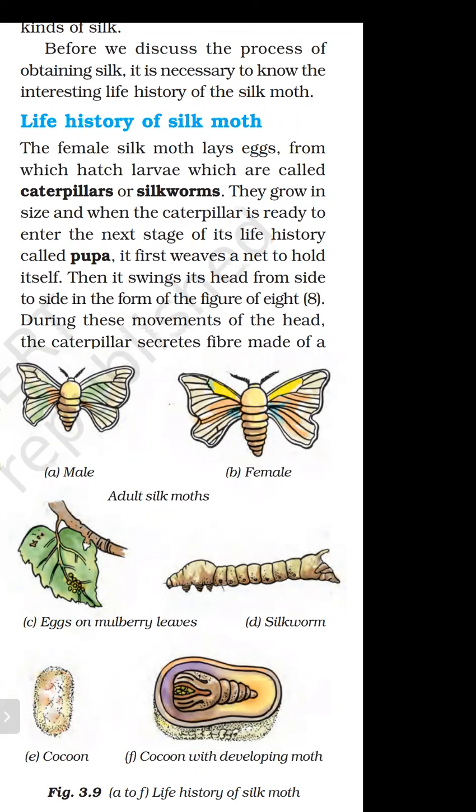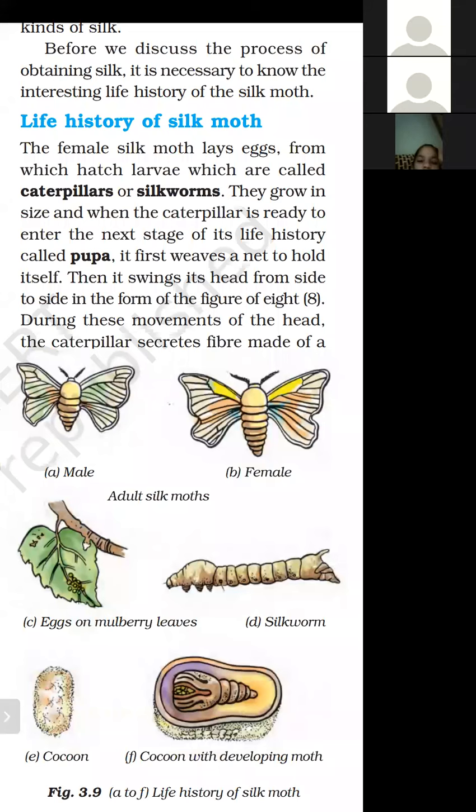The female silk moth lays eggs, from which larvae hatch, which are called caterpillars or silkworms. First the female silk moth lays eggs, and from those eggs larvae are produced. Those larvae are called caterpillars or silkworms.